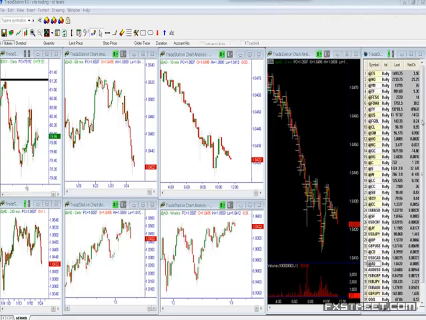All right, let's take a look at the Aussie here. So you can see on the daily, obviously we've had a big drop. We've wiped out a ton of demand there.